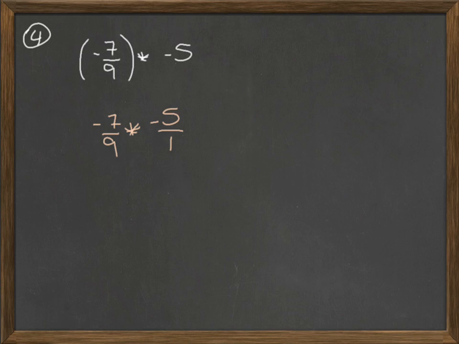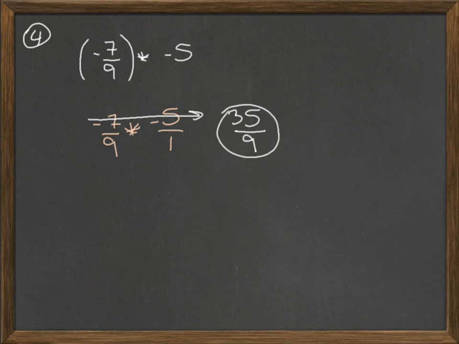If I say, hey, I ate 3 pizzas, that's like 3 pizzas divided by 1 person, meaning I didn't share them with anyone. So if you divide by 1 or multiply by 1, your value does not change. Okay, so we're going to multiply across. We have negative 7 times negative 5, which gives us a positive 35. And then, of course, 9 times 1 is 9. There is nothing that can be reduced.